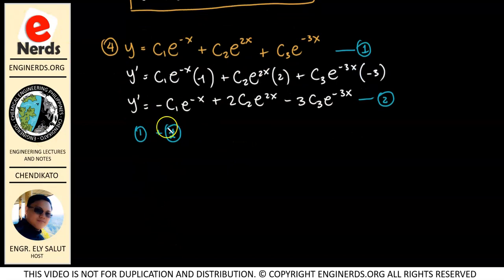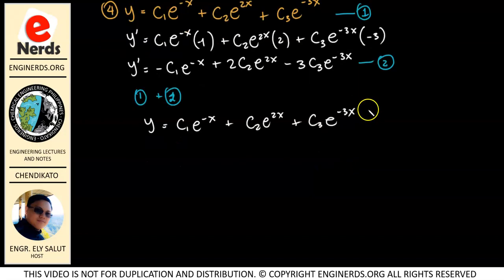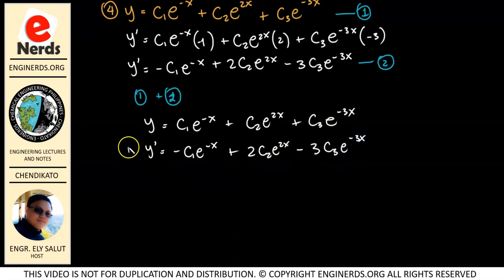So sulat ulit natin. Our equation 1, we have y is equal to C1 e to the negative x plus C2 e to the 2x plus C3 e to the negative 3x. Then, i-add natin siya sa equation 2, which is y prime is equal to negative C1 e to the negative x plus 2 C2 e to the 2x, then minus 3 C3 e to the negative 3x. Okay, so we're going to add them.